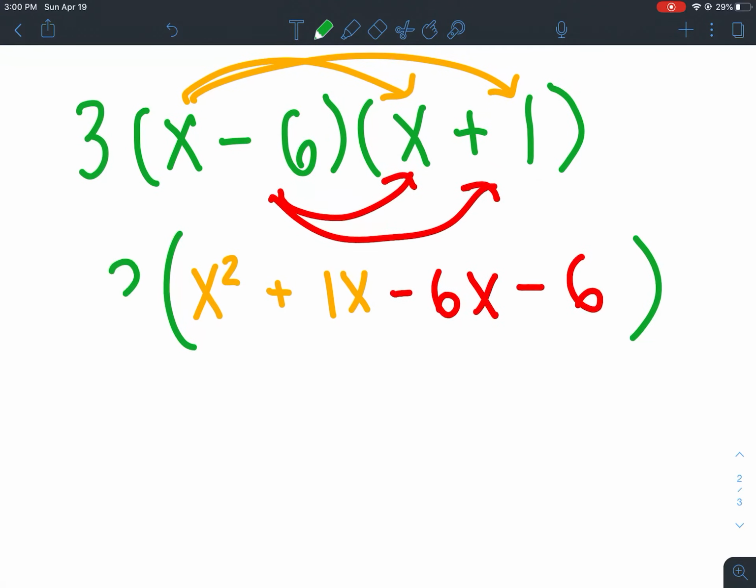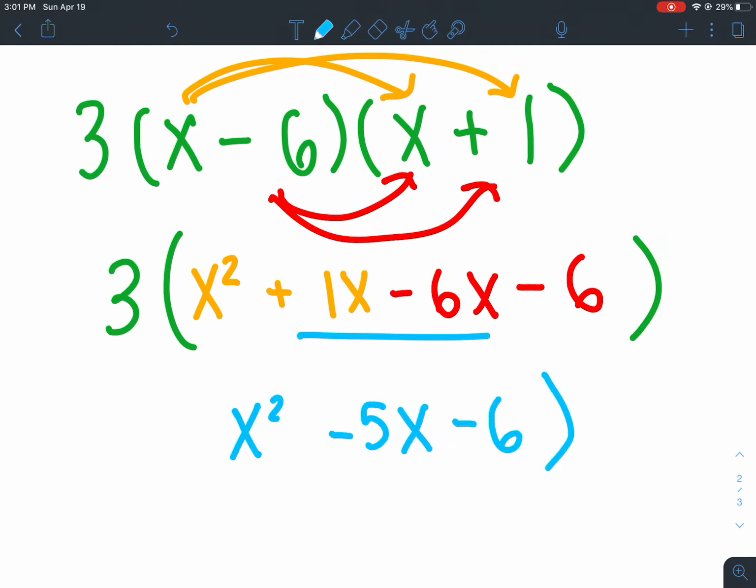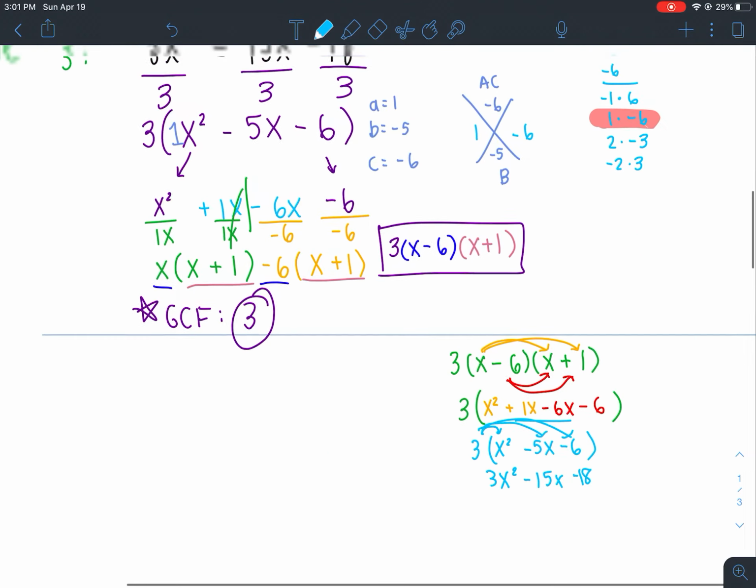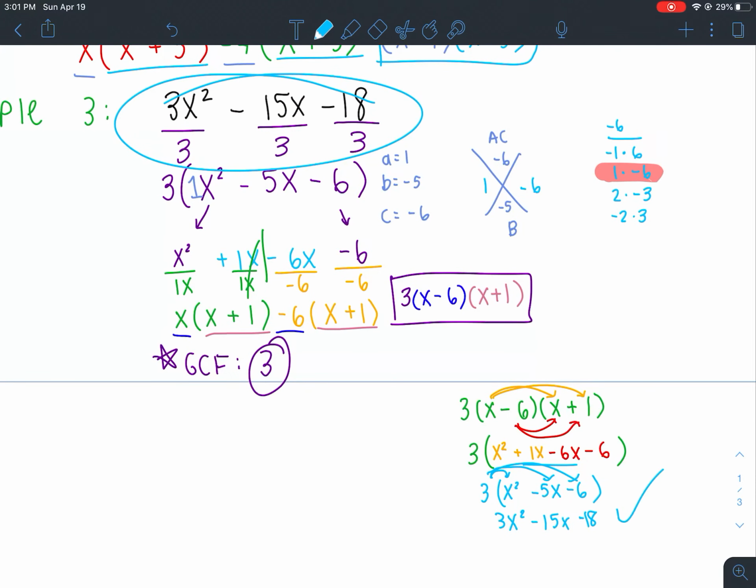And then I still have that 3 on the outside. But before I distribute it in, I want to go ahead and combine my like terms. X squared minus 5x minus 6 with a 3 on the outside, and then I'm going to go ahead and distribute, to get 3x squared, negative 15x, and negative 18. Is that what I started with in the beginning? Yep. So that is factoring when a is 1.